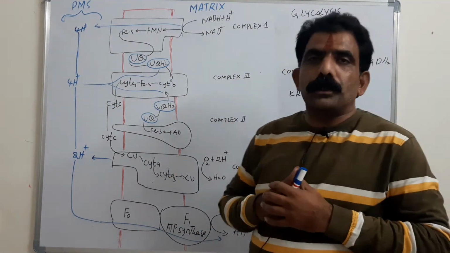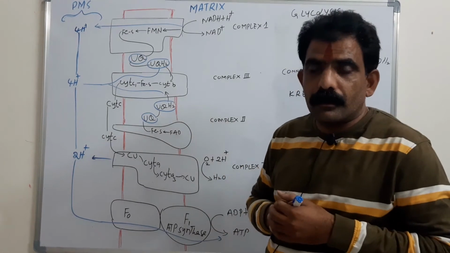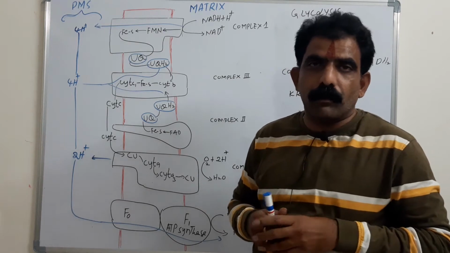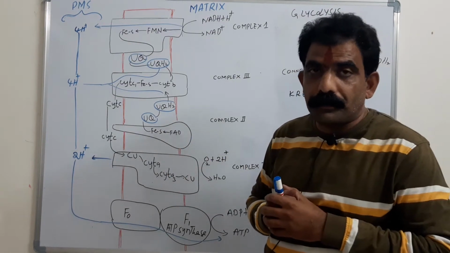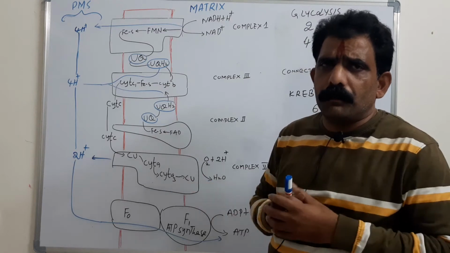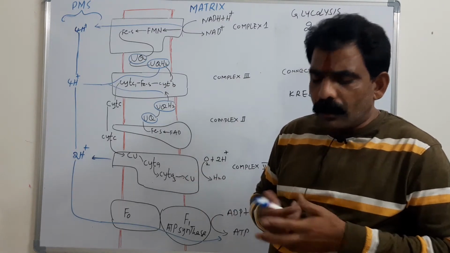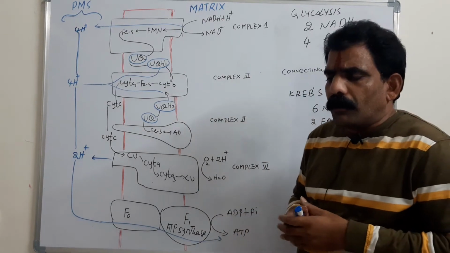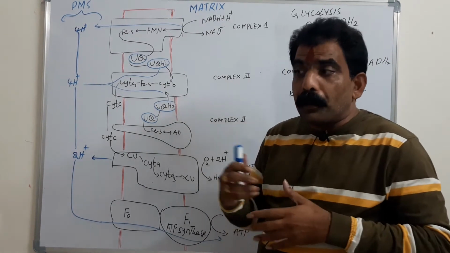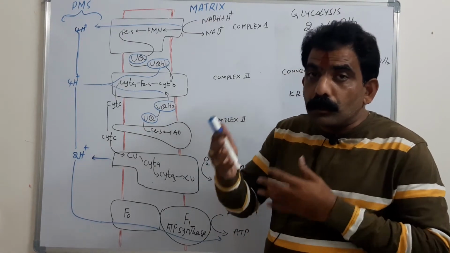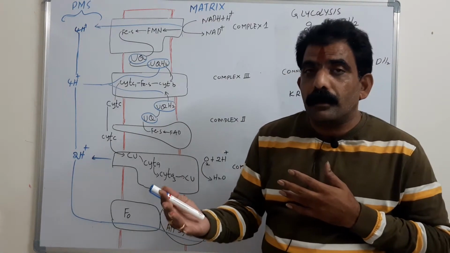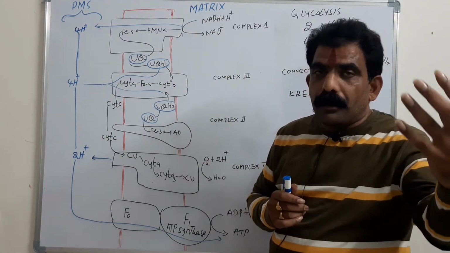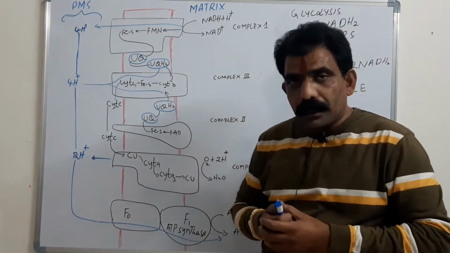In the electron transport system, what happens? Actually here, oxidative phosphorylation takes place. What is oxidative phosphorylation? Formation of ATPs in the presence of oxygen is said to be oxidative phosphorylation, or formation of ATPs by utilizing the energy released by reduced coenzymes that are produced in either glycolysis or connecting link reaction or Krebs cycle.